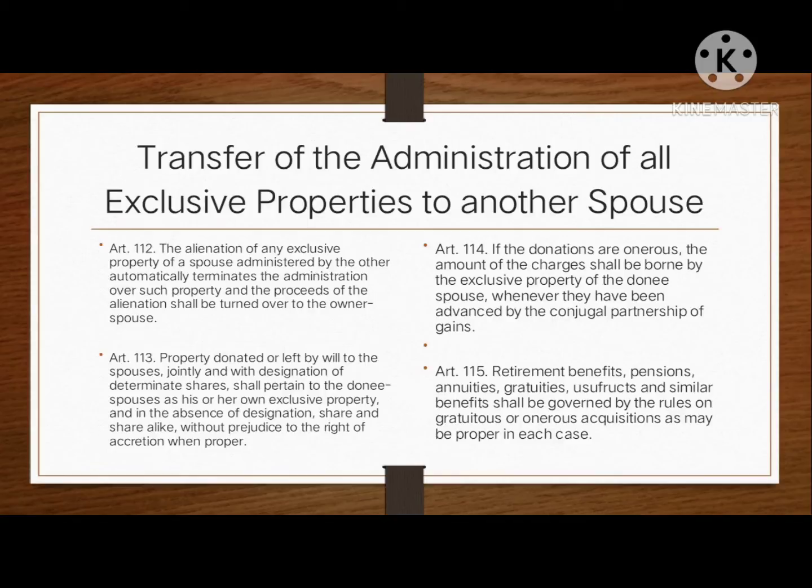Next, if the donations are onerous, the amount of the charges shall be borne by the exclusive property of the donee spouse whenever they have been advanced by the conjugal partnership of gains. When we say onerous properties or onerous transfers, ito yung tawag natin na with obligations or burdensome siya, with obligation or charges of future services.